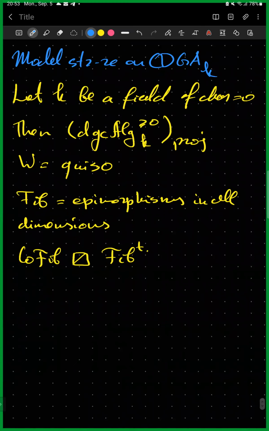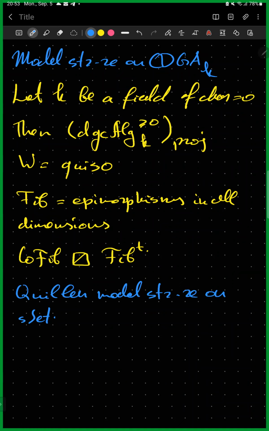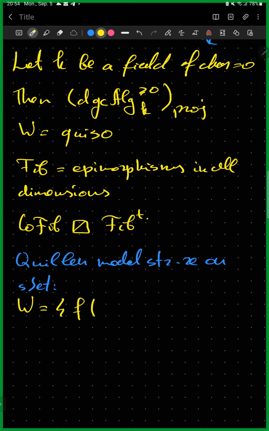Okay, so I want to finish this list of model structures with the Quillen model structure on simplicial sets. Here, everything is pretty simple. So weak equivalences are just maps that induce isomorphisms in homotopy groups.